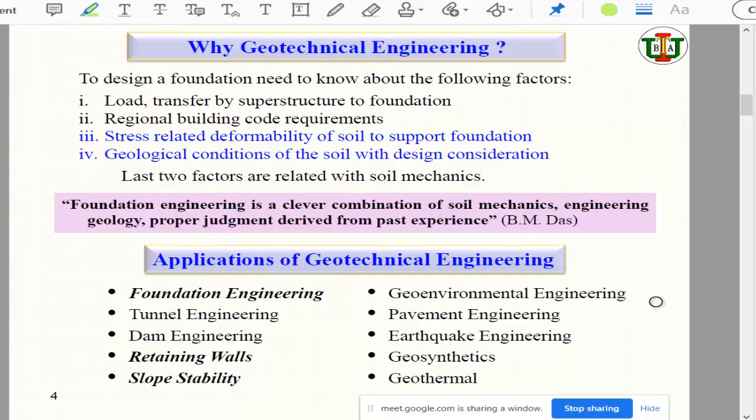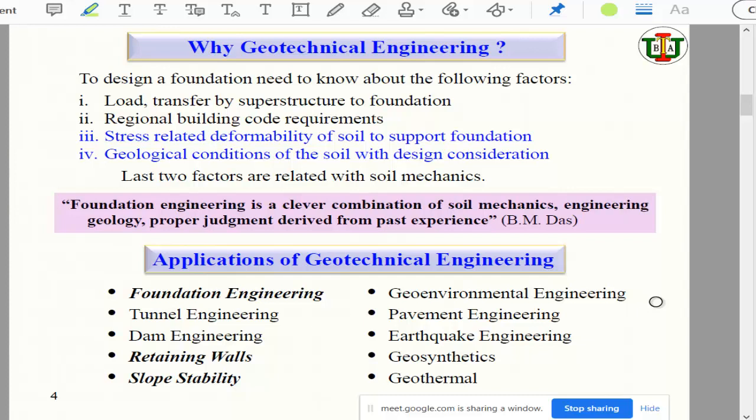So to be more specific, whenever we think of any structure, we know that load needs to be transferred from the superstructure to the foundations, right? So the foundation is based upon the soil, located just upon the soil or inside the soil. So indirectly you're transferring the load from the superstructure to the foundation, and the foundation is transferring the load to the soil. So to design a foundation you need to know this load transferring mechanism. This is one thing to design the foundation.